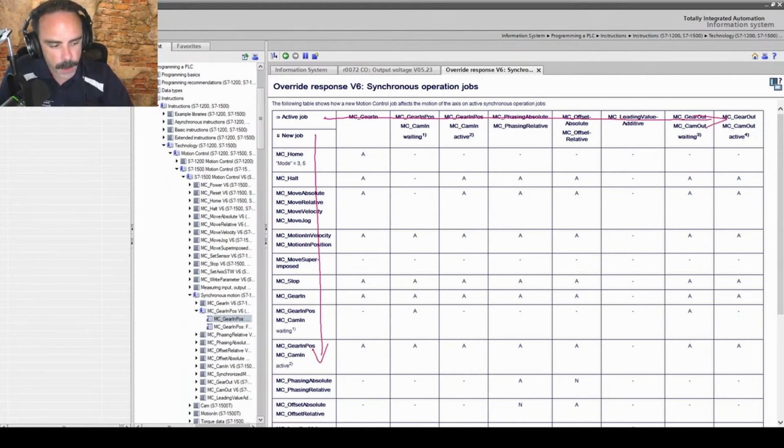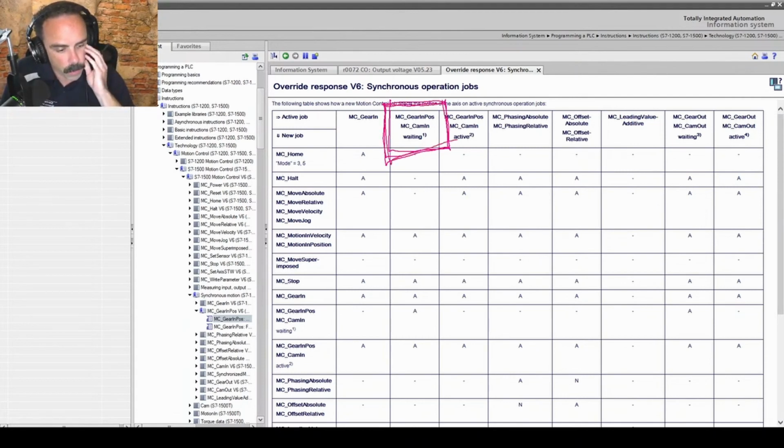So that means if you are running an MC gear in, and you see an A here, that means MC home overrides, stops and kicks out the MC gear in, and starts your new job. Notice gear in position. If you are sitting there in gear in position, MC camming, and it is waiting, then you have the situation where you've hit the execute, but it hasn't reached the sync position. So you're in this zone here.